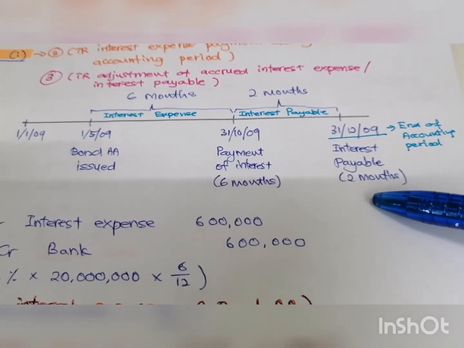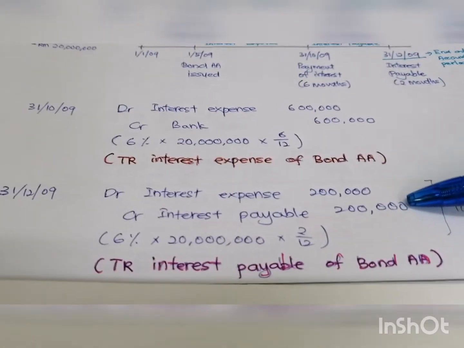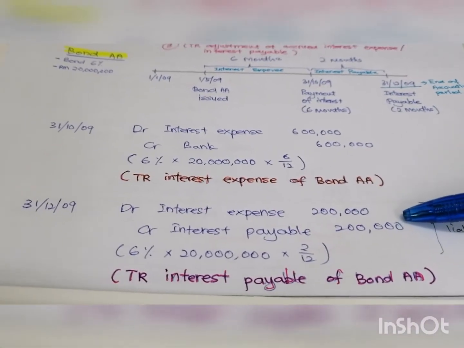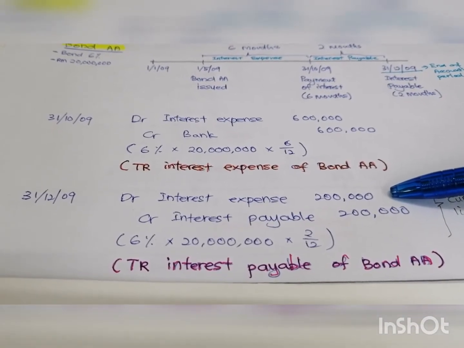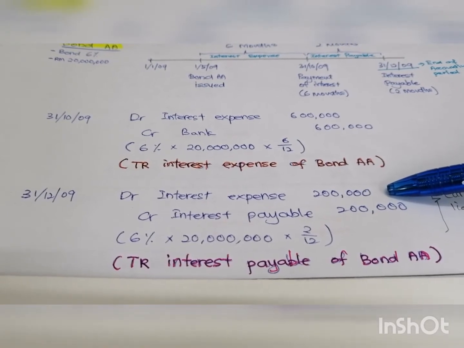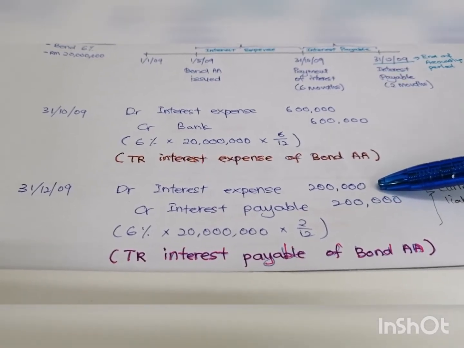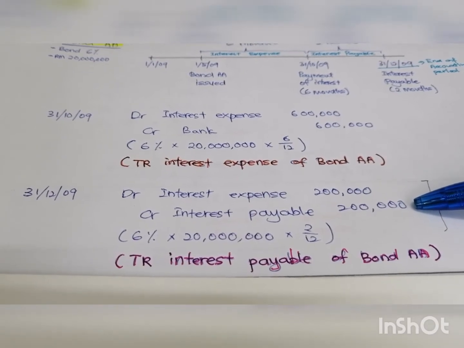On 31st December, we will need to record the interest payable. So on 31st December 2009, we will need to do the adjustment. We debit interest expense 200,000 and credit interest payable 200,000.